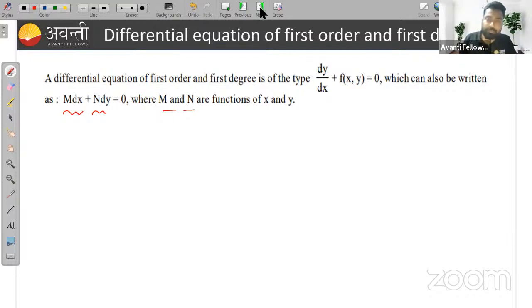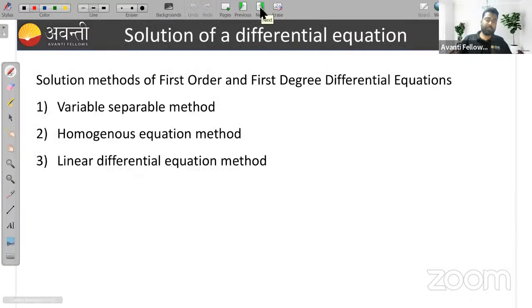So let's move. Now, we will learn the solution of differential equations here. Now we are starting our methods to solve differential equations. The first method is the variable separable method. Second is the homogeneous equation method, how we can solve homogeneous differential equations. We will also learn the linear differential equations method, how we can solve linear differential equations, in this session. So let's start with the variable separable method.